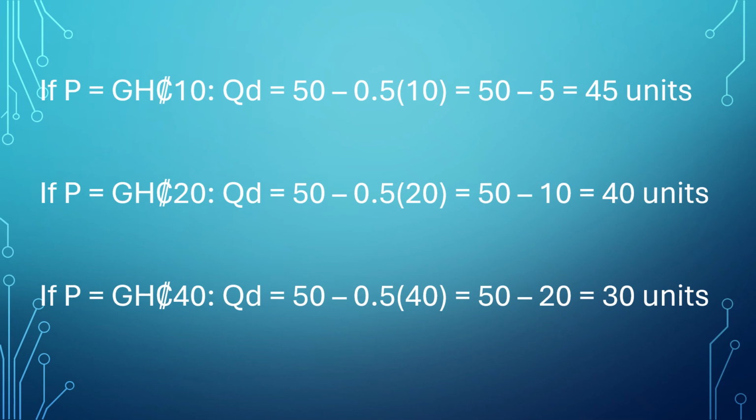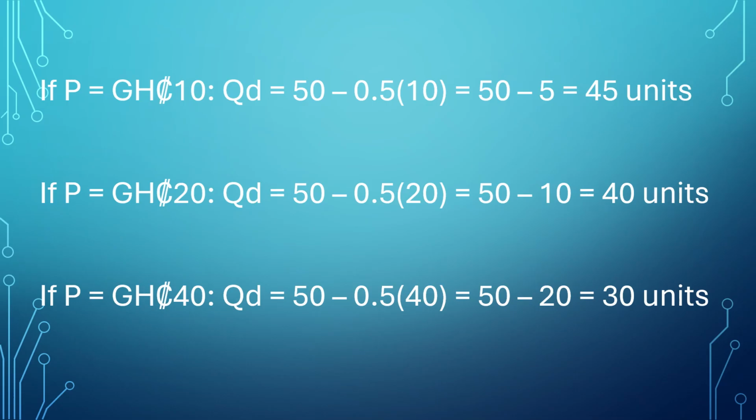If P is 10 Ghana cedis, we are going to substitute the value of P in the equation. So now you have QD equal to 50 minus 0.5 times 10, which is P. 0.5 times 10 is 5. So 50 minus 5 is equal to 45 units.